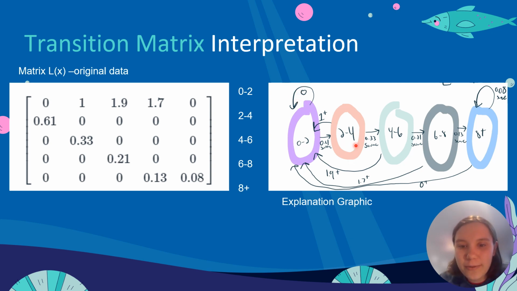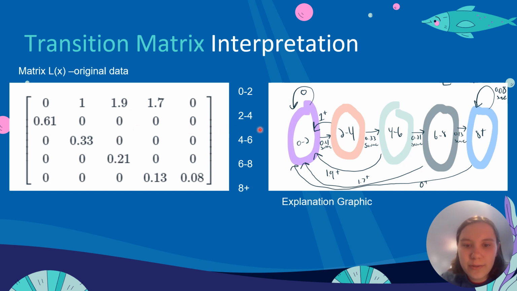But then we get to the 2 to 4 group, and there's going to be 1 egg for the 2 to 4 group. And then for the 4 to 6, that's 1.9 contributing. And then 6 to 8, that is the 1.7. And then 8 plus, each one is going to have 0. So when we say 1.9, we're saying each cod is going to have 1.9 eggs. So that's where those numbers come from and what they mean.